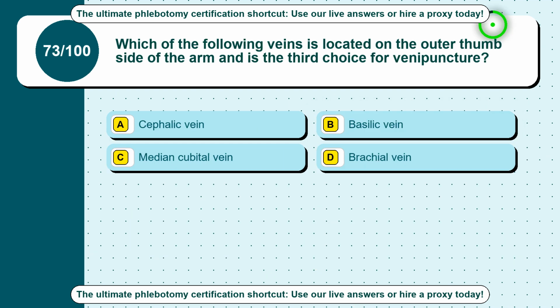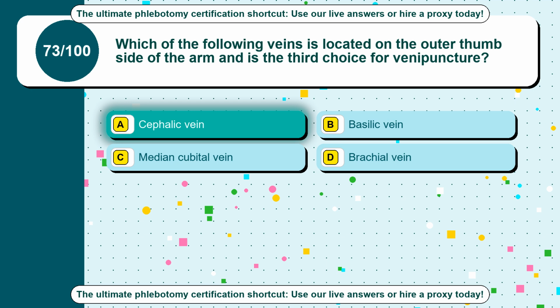Question 73. Which of the following veins is located on the outer thumb side of the arm and is the third choice for venipuncture? Option A, cephalic vein. Option B, basilic vein. Option C, median cubital vein. Option D, brachial vein. The correct answer is option A, cephalic vein.